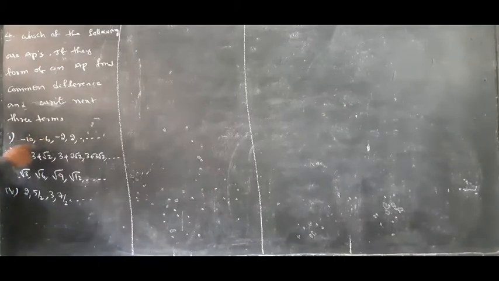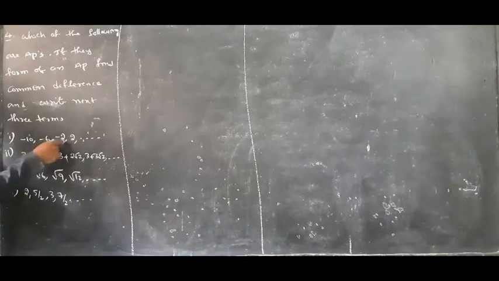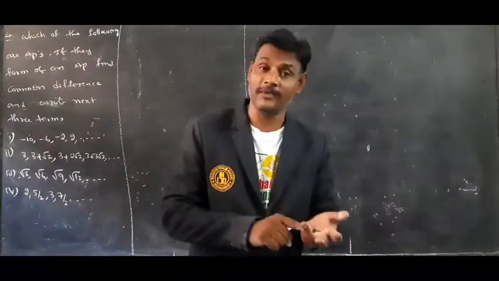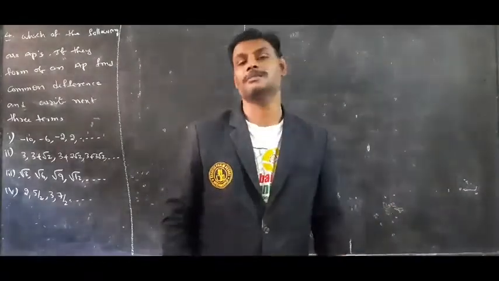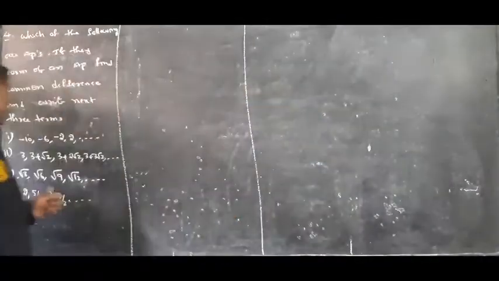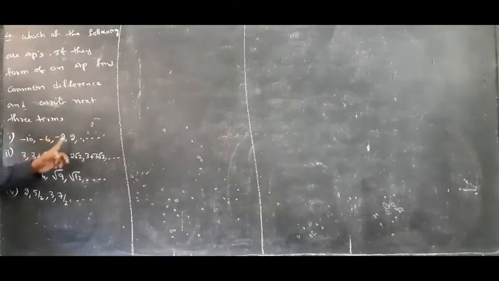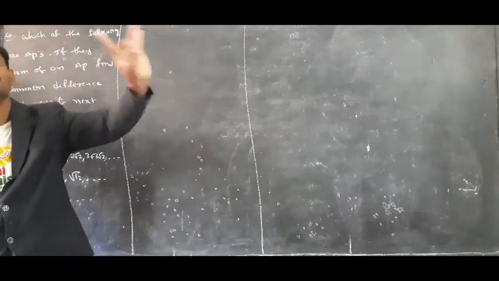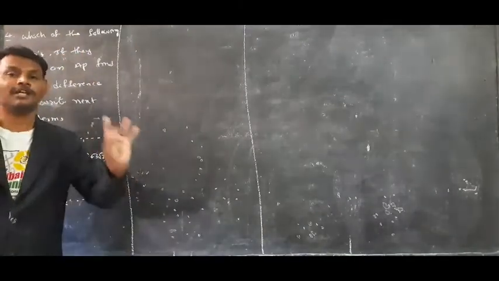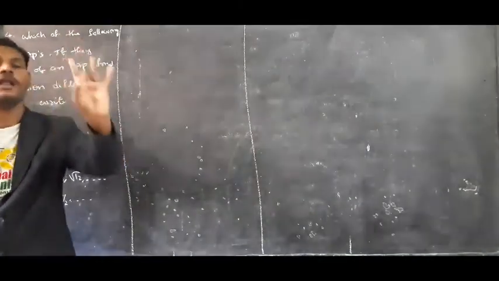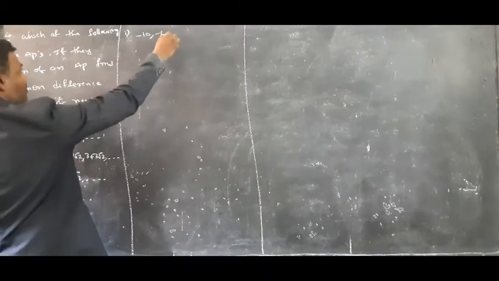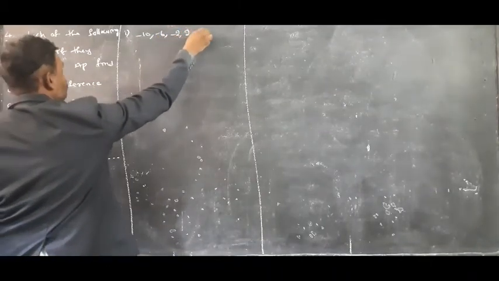For example, if I take minus 10, minus 6, minus 2 and 2, if that forms an AP, you have to find the common difference and also the next 3 terms. Next 3 terms means I already know 4 terms, so you have to find the 5th term, 6th term and also the 7th term. First you have to check whether that forms an AP or not. What is the first question? Minus 10, minus 6, minus 2, 2 and so on.